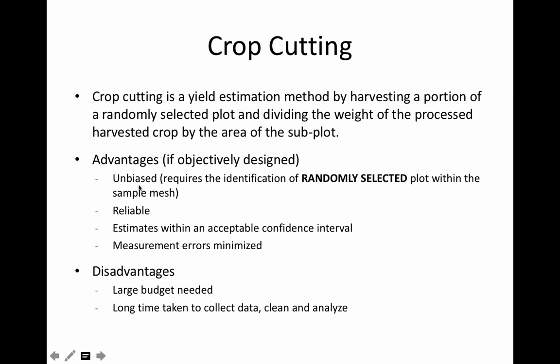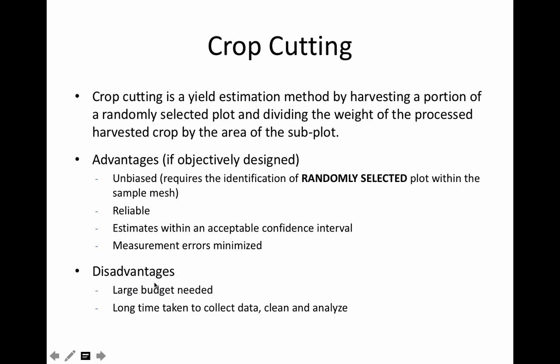The advantages of the crop cutting method are, importantly, if it's objectively designed, we're just going to assume that's done, that first it's unbiased. Now this requires, of course, the identification of randomly selected plots within the sample mesh, so that's important. It's reliable in the sense that you actually have a physical measure of the amount of rice that is in a given area. Estimates within an acceptable confidence interval, so statistically it has some meat to it. And then measurement errors are minimized. This is also related to that point.